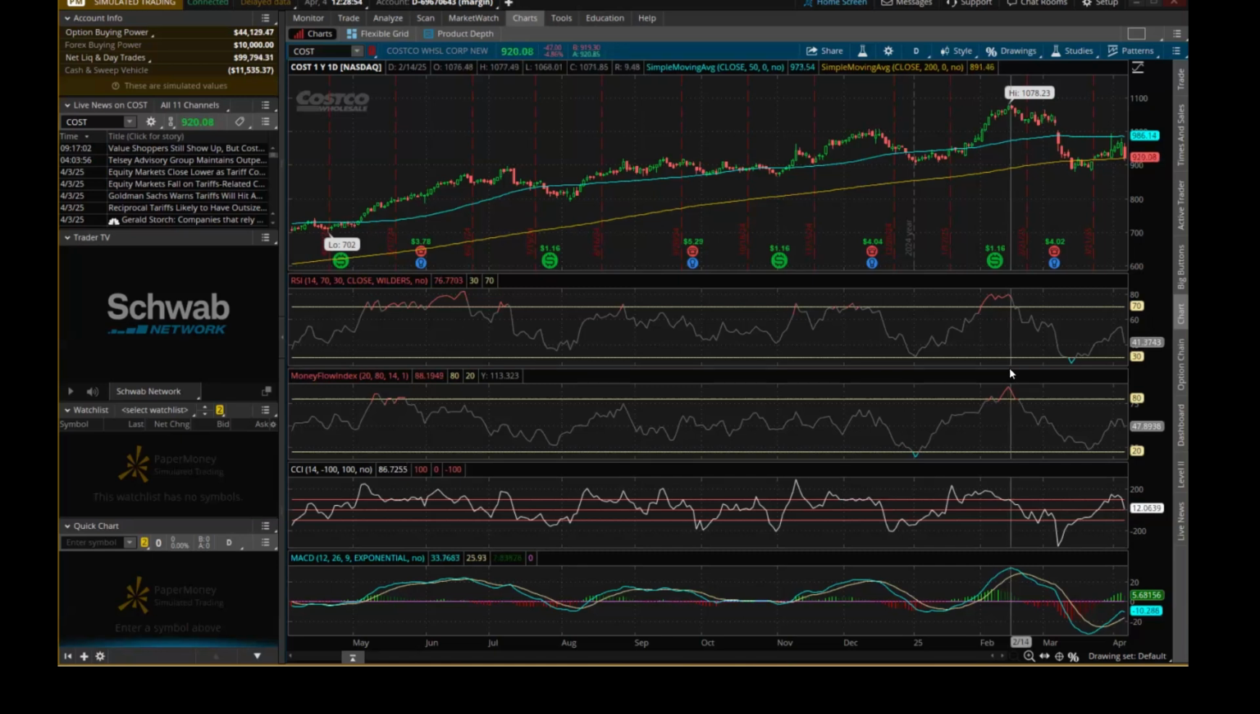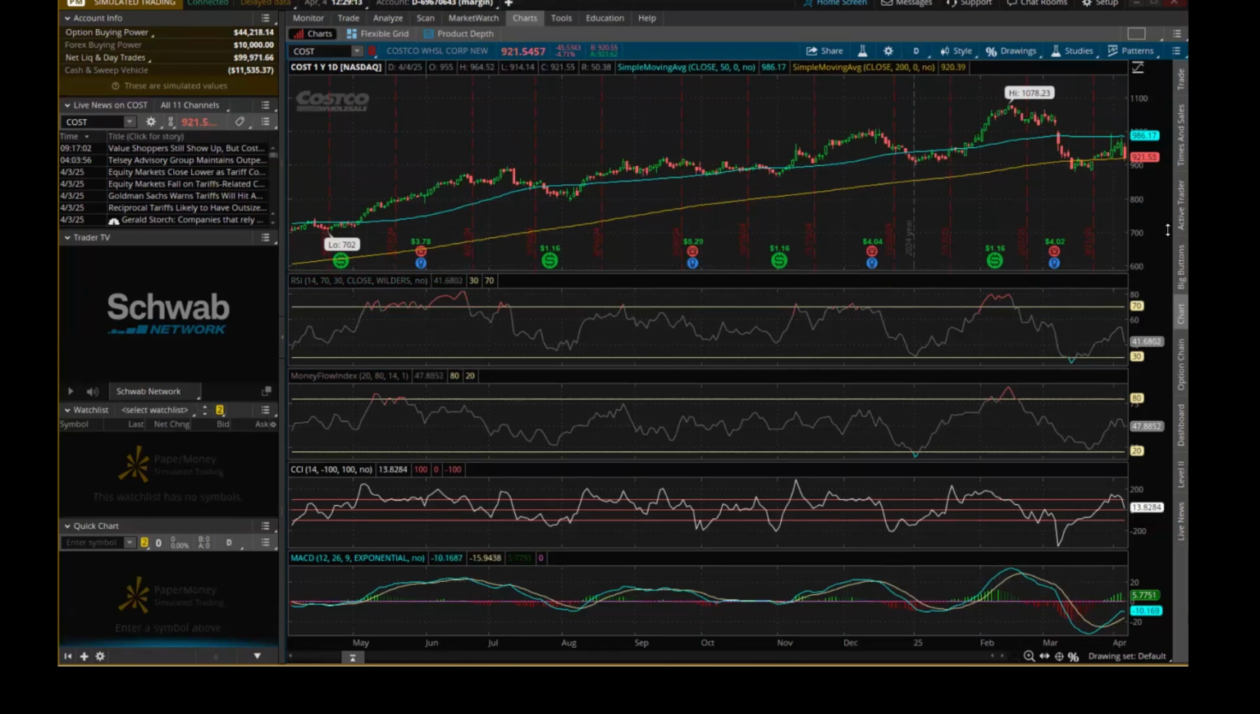Now, I will be using this Thinkorswim software to determine if I'm going to buy, sell, or hold a stock. And for this particular presentation, I will be using a Costco stock.